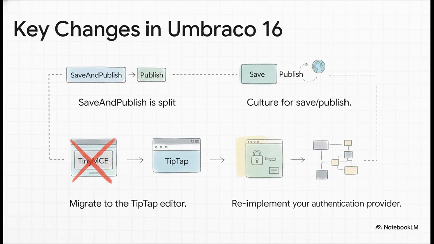Version 16, though, needs a little more attention. Here are the big breaking changes you need to watch out for. First, the save and publish method on the content service is gone. It's now split into 2 separate methods, save and publish. And you have to specify the culture now.